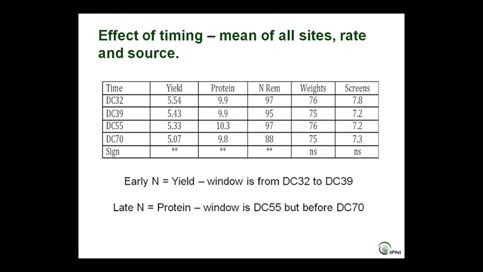If you're waiting until ear emergence and beyond into mid-soft dough to try and push protein up, you've missed your yield and you've missed your protein, so you're wasting your money. We didn't get any adverse effect in screenings or bushel weights. This value here is the amount of nitrogen removed, which is the product of the yield and the protein, and basically you can use that as a de facto measurement of where your extra nitrogen has got to. So the late N, for protein, there's a window, but DC55 really is about that window.